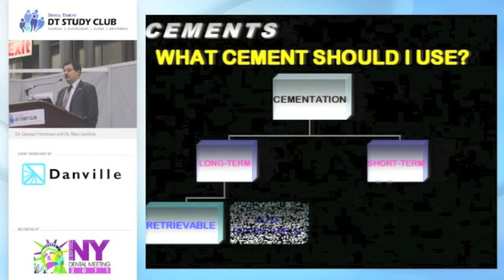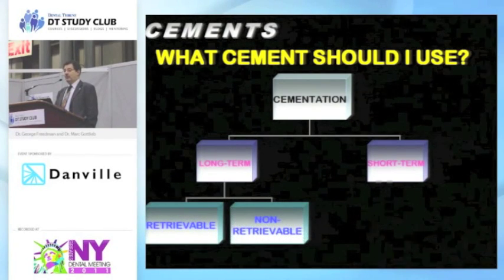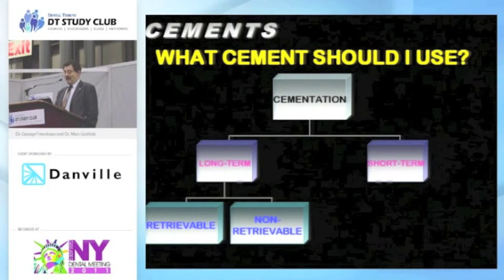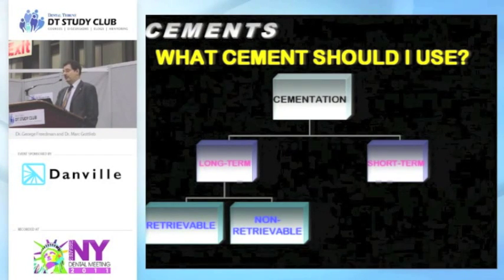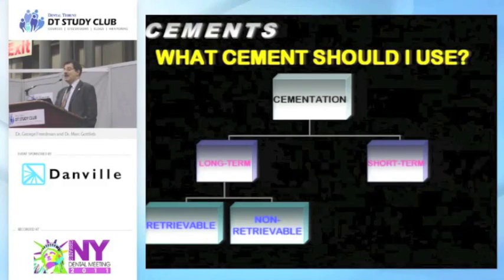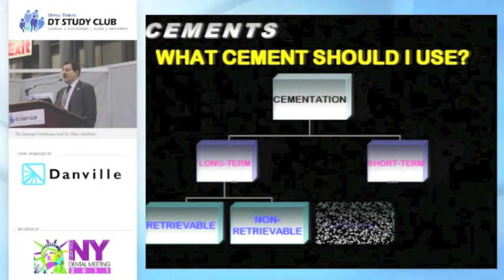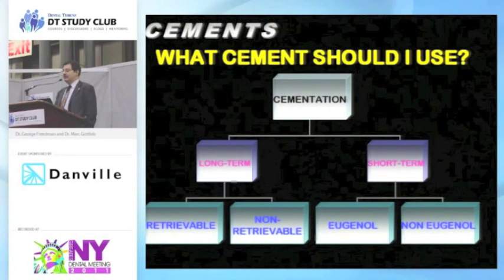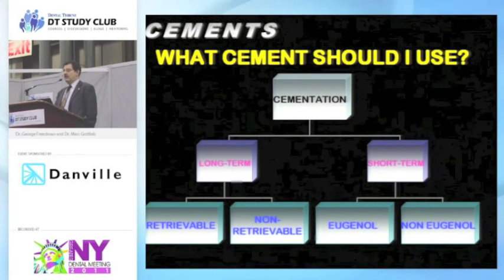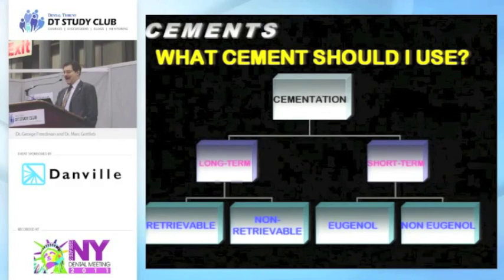Eugenol, if it's left on the tooth, will interfere with the resin cementation of the crown. Non-eugenol will not interfere with the resin cementation of the crown. However, non-eugenol cements don't usually last very long, and patients often come back after a day or two because the non-eugenol temporary cement has detached.